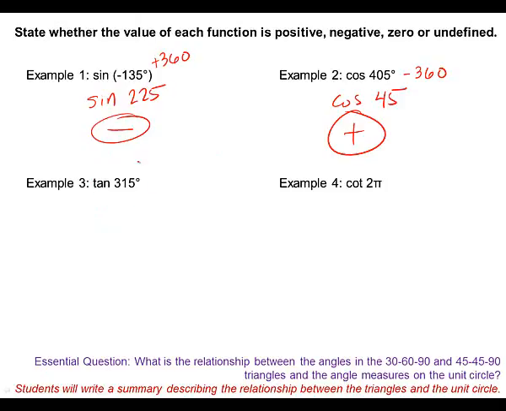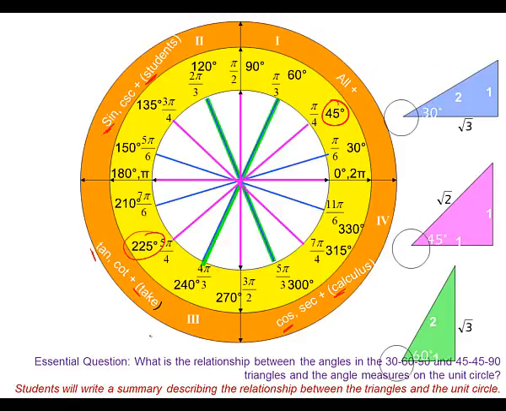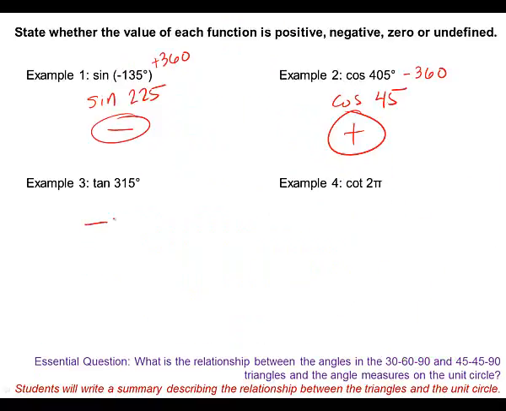Okay? All right, the tangent of 315. Is 315 on your unit circle? Yeah, what quadrant is it in? Fourth quadrant. Okay, so is tangent positive or negative in the fourth quadrant? Negative. So we're just going to write a negative there.